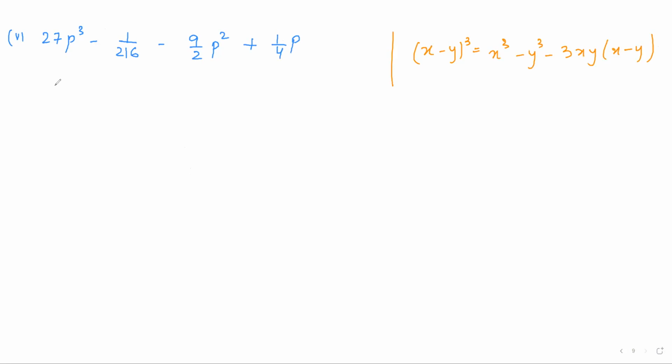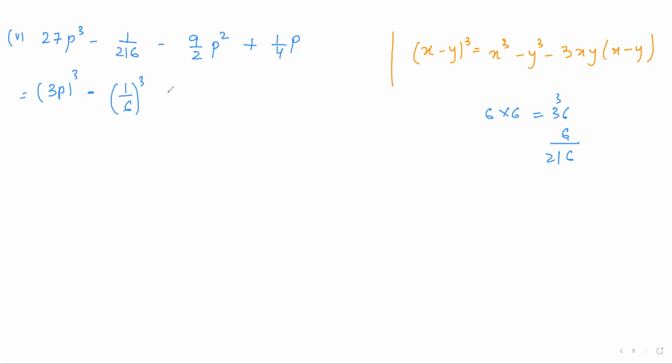Now 27p cube can be written as 3p whole cube, right? Minus, now 1 upon 216. First of all, 216 you have to check. So 6 into 6 is 36, and then one more 6. So you can check 6 into 6, 36, 18 and 3 is 21. So this is actually 6. So you will write 1 upon 6 whole cube. Is this okay? Because numerator cube is 1 cube. 1 cube is 1, so 1 can be written as 1 cube. No problem, right?